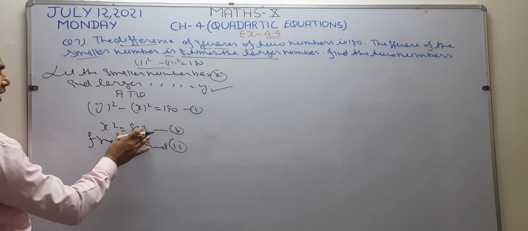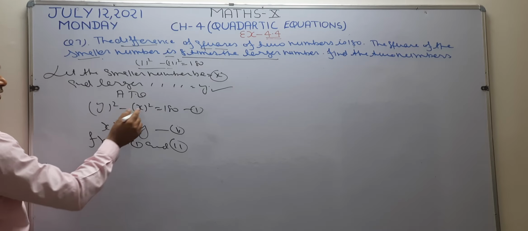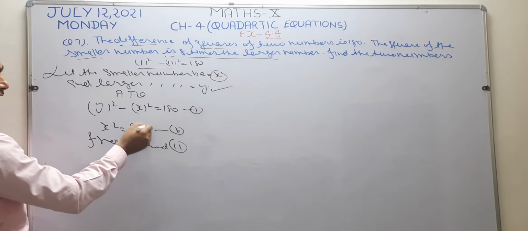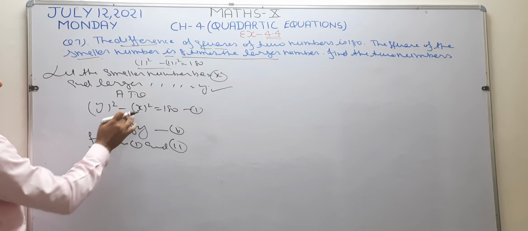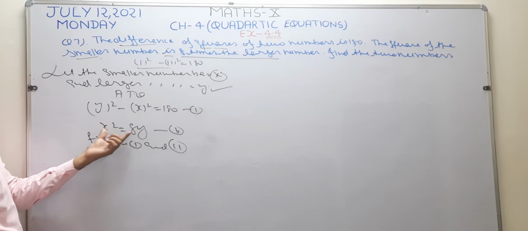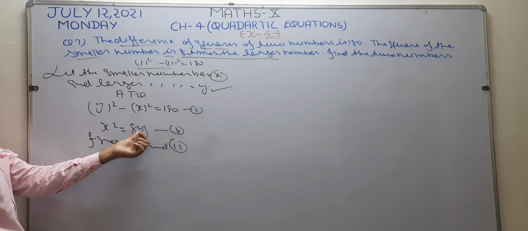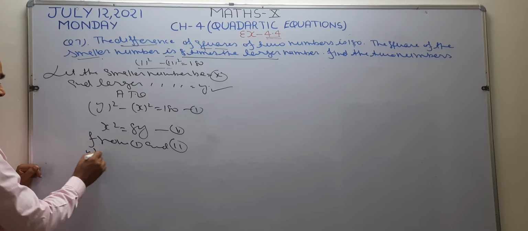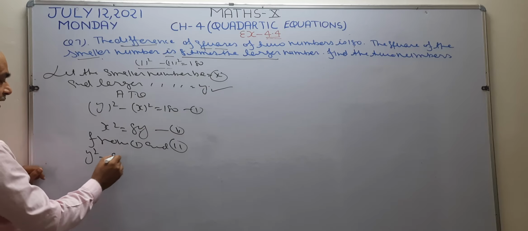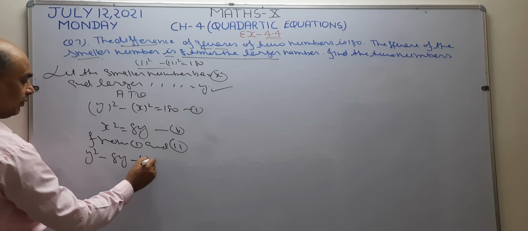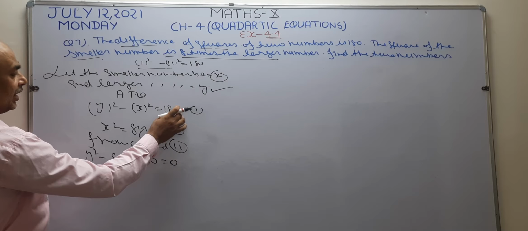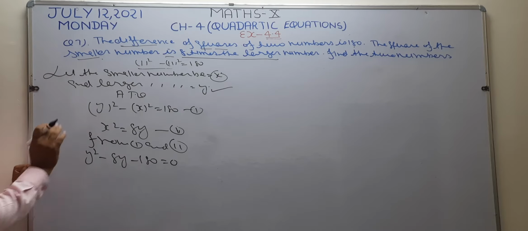I want to use the second equation in the first equation. So it means instead of x squared, I want to write 8y, because it is given that x squared is equal to 8y. So the rest is going to remain the same. Instead of x squared, I write here 8y. This term becomes negative because I take it from right to left. Now this is the required quadratic equation.